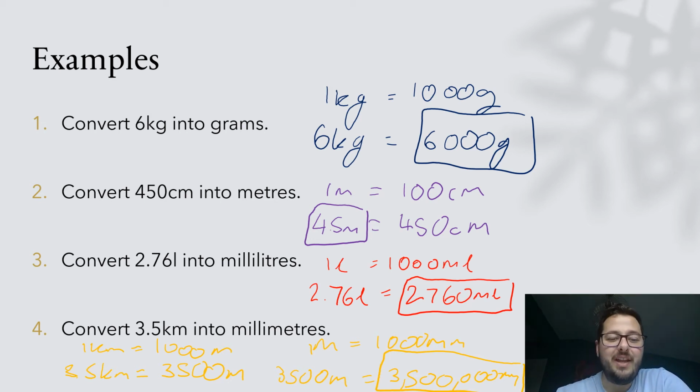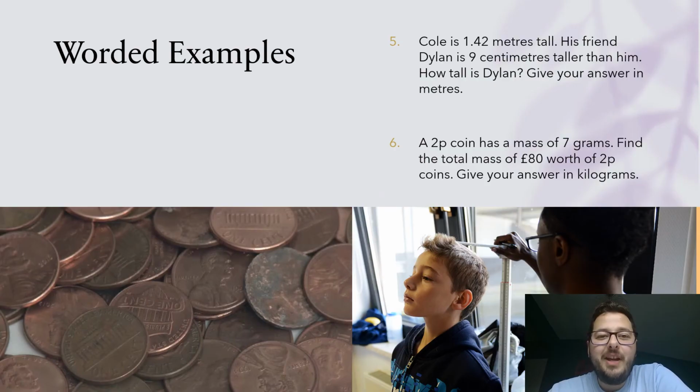Alright then, so let's just finish off with a worded question. Okay, so we've got that Cole is 1.42 metres tall and his friend Dylan is 9 centimetres taller than him. How tall is Dylan? Give your answer in metres. Now we've got two measurements here. We've got 1.42 metres and we've got 9 centimetres. So we could convert the metres into centimetres so that they match, or we could convert the centimetres into metres so that they match. So there's two ways of doing it.